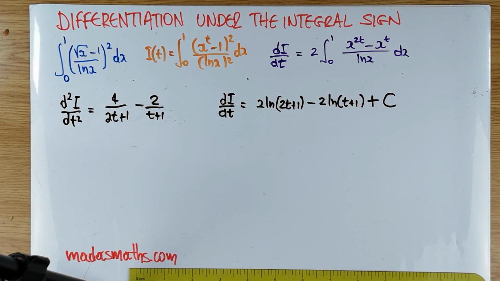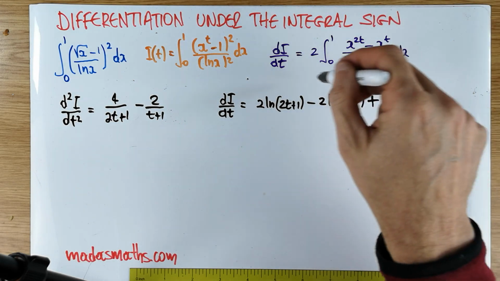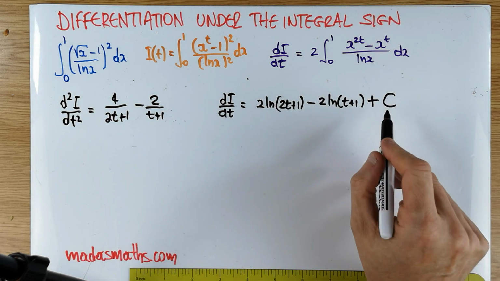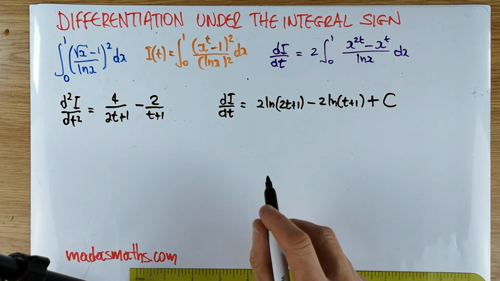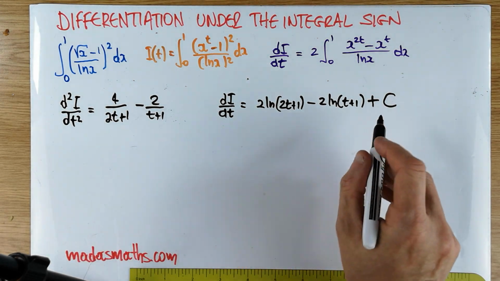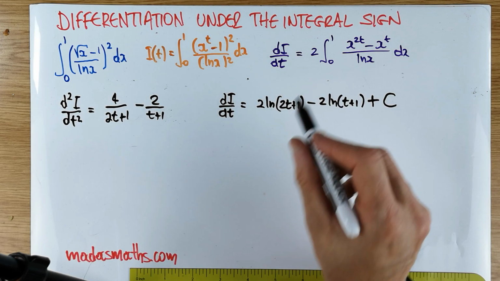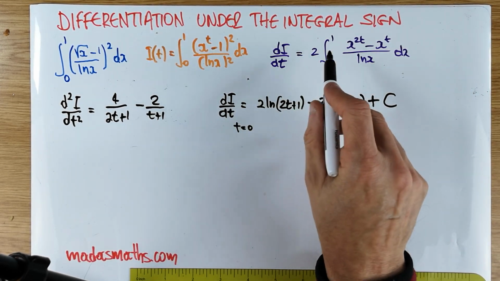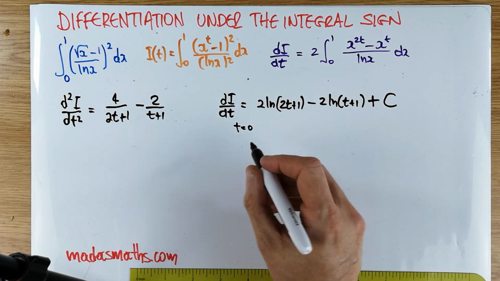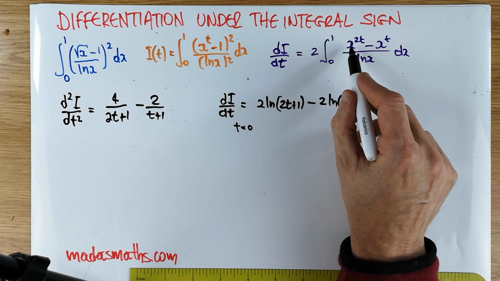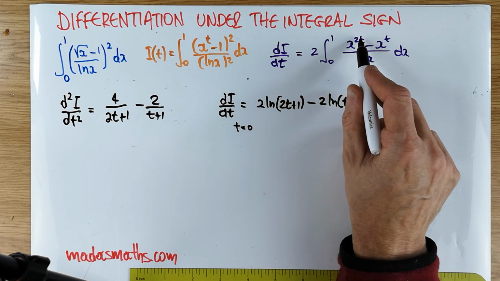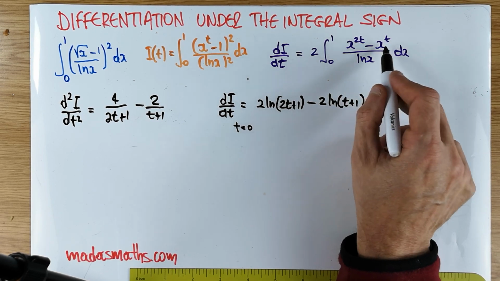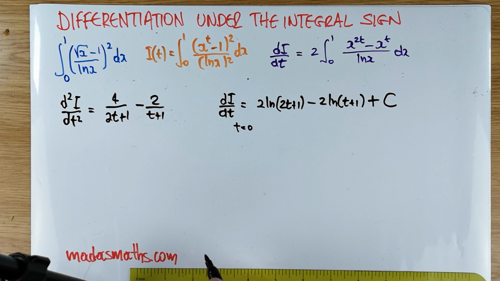So we need to look at this line here in purple and put in there a suitable value for t, which will allow me to work out my constant. So my constant can be evaluated easily if I put t equal to 0. Because if I put t equal to 0, my dI by dt, which is this, will become, of course, 0, because I'm going to get x to the 0, which is 1, minus x to the 0, which is also 1. 1 minus 1 is 0. The whole integrand is 0.